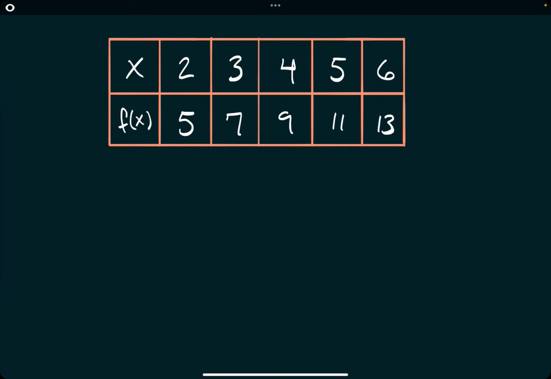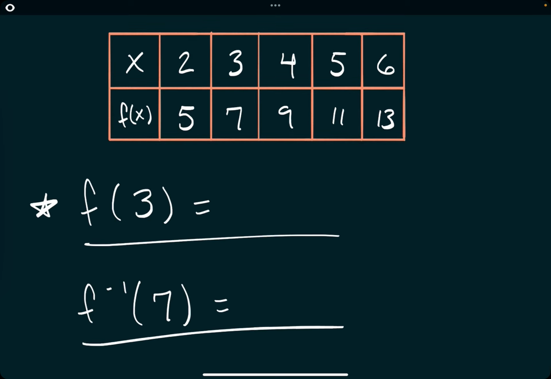So now let's find some values. What is f of 3? Well, from this table, when x is equal to 3, f is equal to 7. So f of 3 is 7. So in that case, what is f inverse of 7? Well, that would be 3. So the idea is the inputs of your inverse function, like this 7, come from your f of x values. And so we see the 7 here, and we know it corresponds to an x value of 3, so 3 is the value of f inverse.